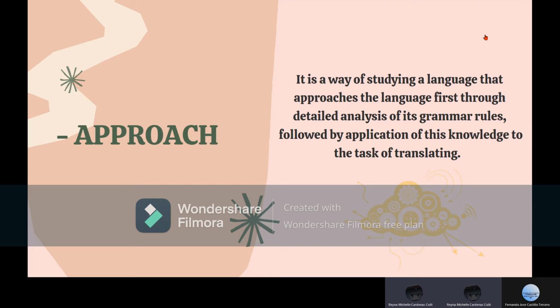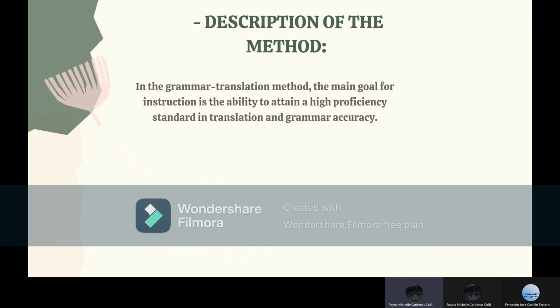This method, as mentioned in its name, focuses mainly on learning grammar and vocabulary to be able to translate text. In this case, the target language is English and the mother tongue is Spanish. So we would translate English to Spanish and Spanish to English. Next slide.